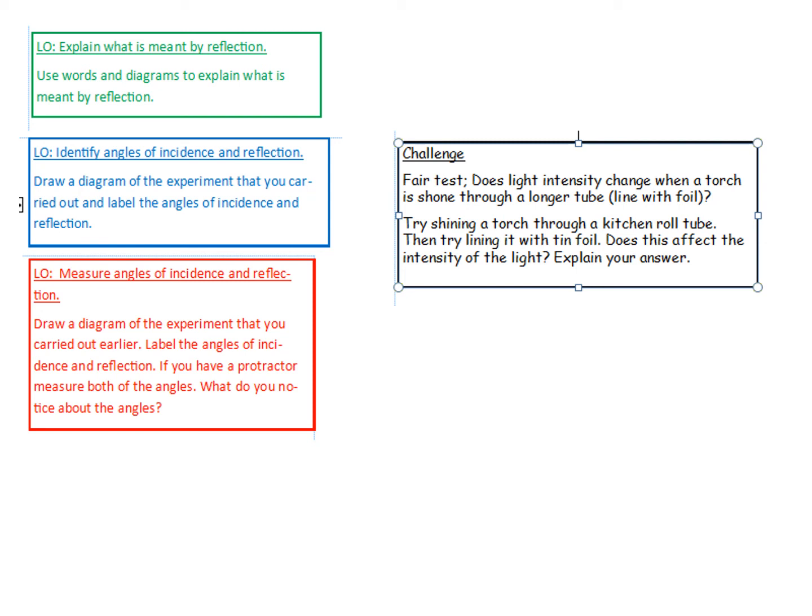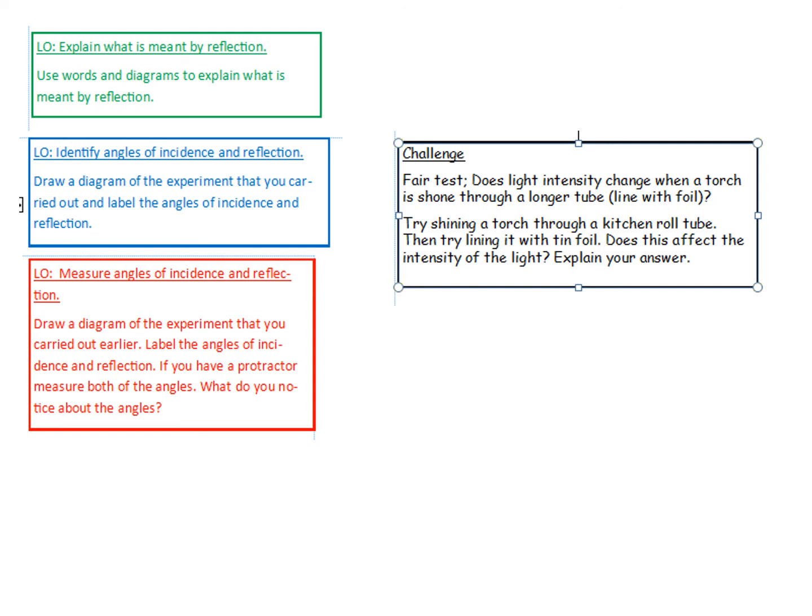Blues, you're going to draw a diagram of the experiment that you carried out. You might not have carried the experiment out, but could you predict how it would happen and draw what you would do? Could you maybe pick a different object or think of a different light source? Reds, you're going to again draw a diagram, label the angles of incidence and reflection, and if you do have a protractor at home, you can measure them and say what you notice. If you don't have a protractor, you should say what they should be.